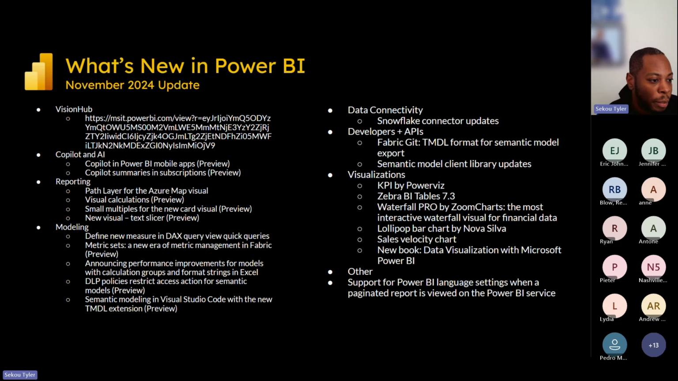A lot of good stuff with Copilot and AI. A lot of good things in reporting. Saw visual calculations are doing a lot of great stuff. Small multiples for the new card visual is really cool. I'll do a quick demo of that. And then there's a new text slicer visual that I'll do a demo of. From a modeling perspective, the DAX query has some really cool stuff. Semantic modeling using Visual Studio Code, that's pretty cool. And then data connectivity.